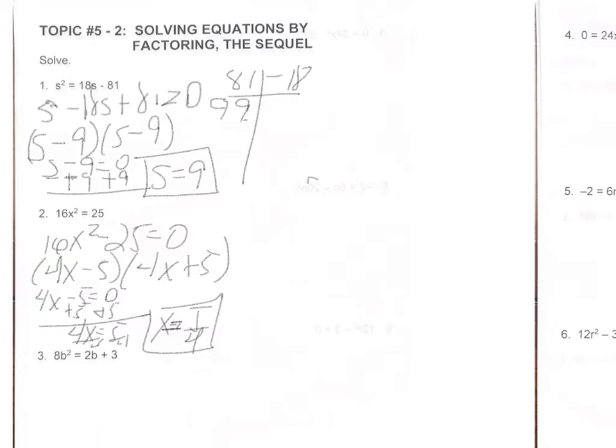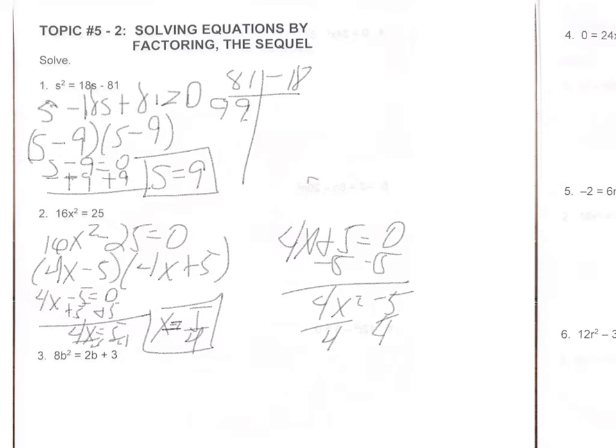And then we do the other one, 4x plus 5 equals 0. Subtract 5. So 4x equals negative 5. Divide by 4. So x equals negative 5/4. That's all you're having to do.